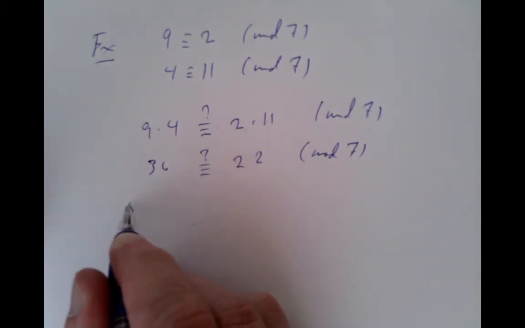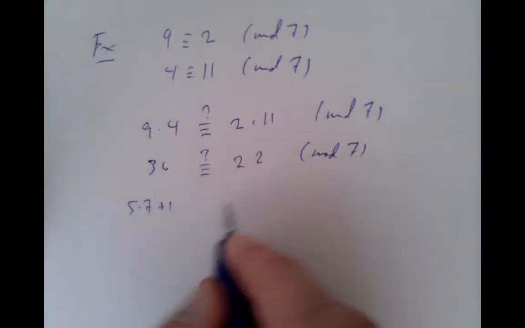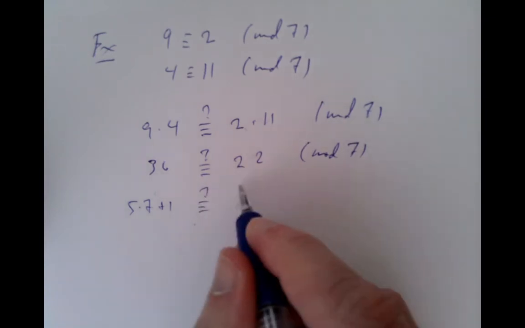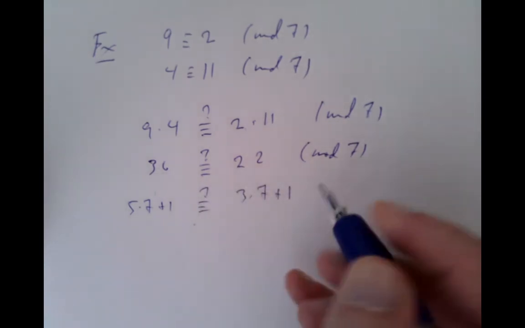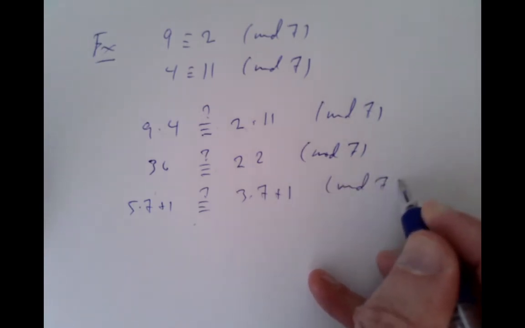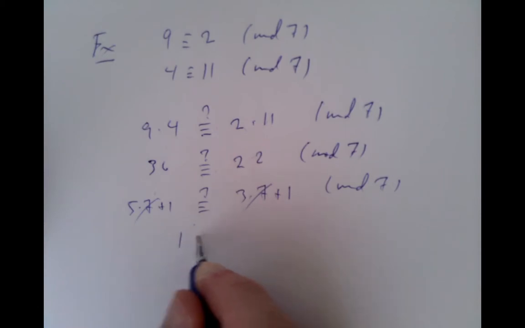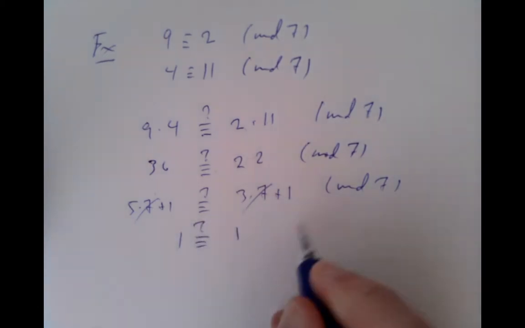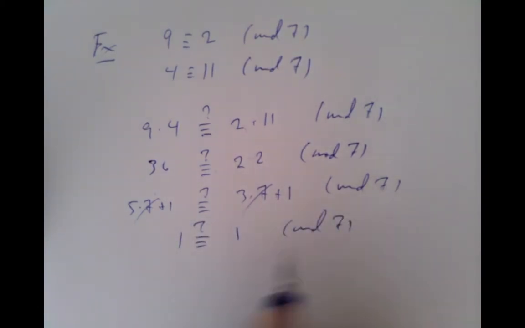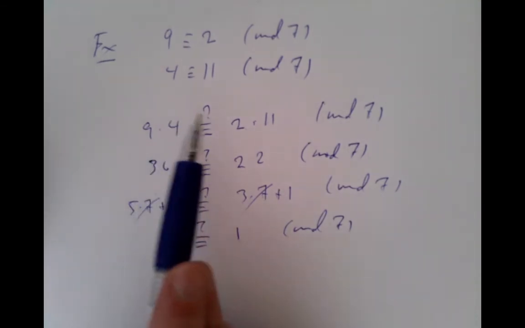35 is divisible by 7, so 5 7s plus 1. And we want to know if that's the same as 22, which is 3 7s plus 1. Is that the same up to 7s? And of course that means we take off the 7s, and so what we're finding is that 1 is in fact the same as 1 up to 7s. Both of them have remainder 1. So there's an example of it working.